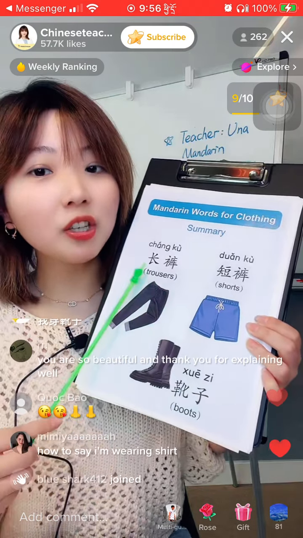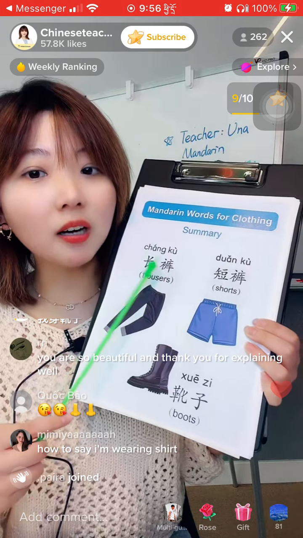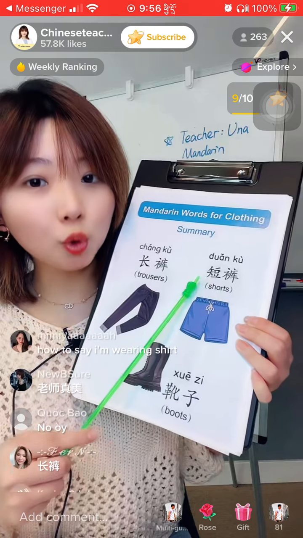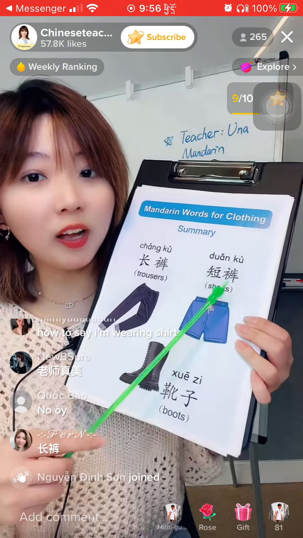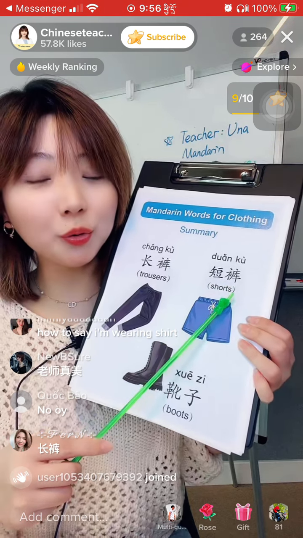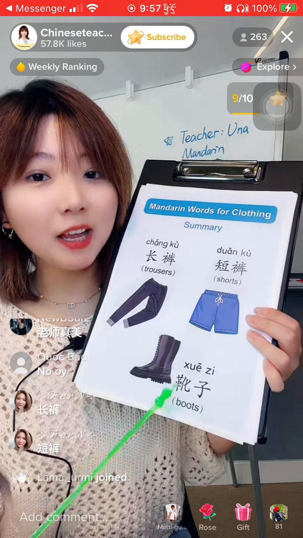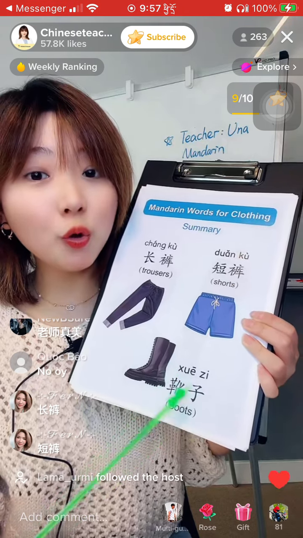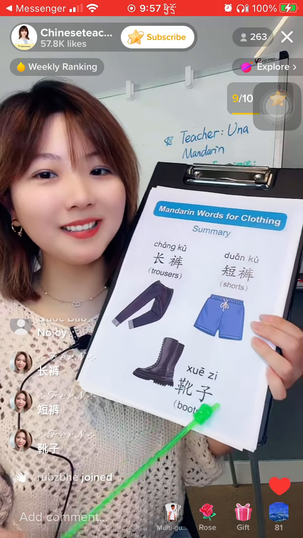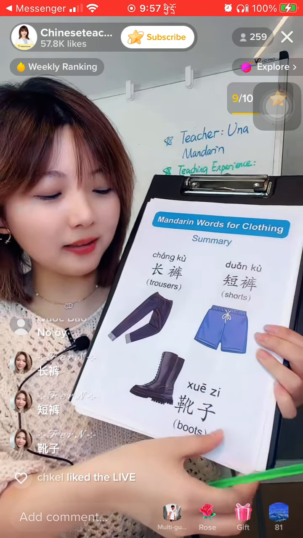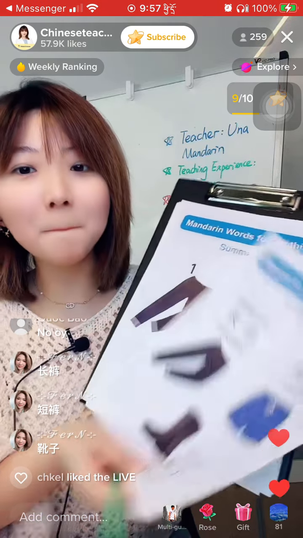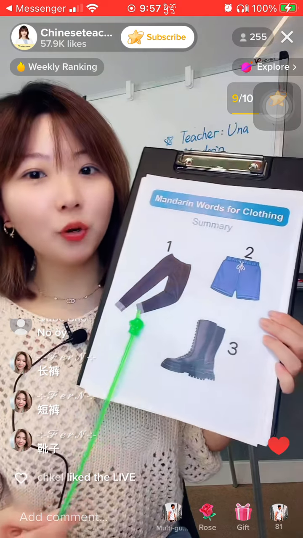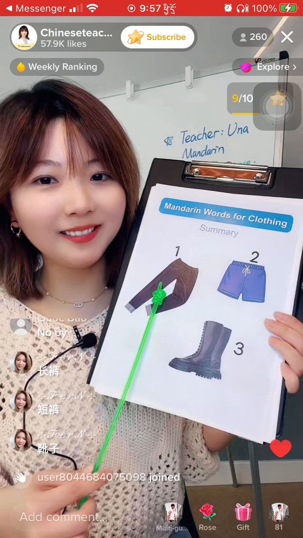Okay, so we've learned three words. Number one, trousers, 长裤. Shorts, 短裤. Boots, 靴子. OK, 长裤, 短裤 and 靴子. Let's see, do we have a game here? Yes we do. OK, so time to test you guys. Let's have a quiz. Who can tell me the Mandarin for number one? What do you call it?